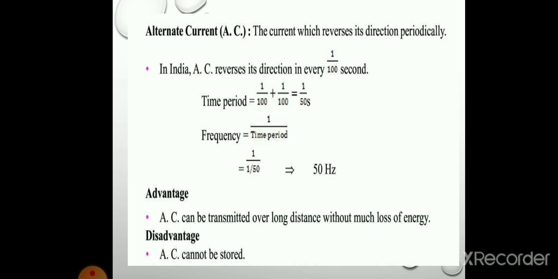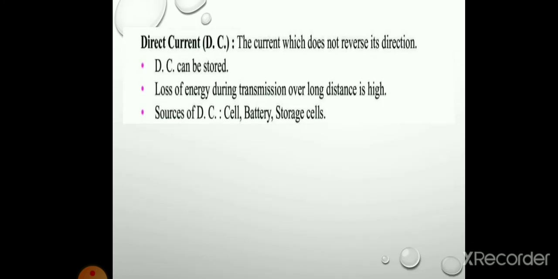So what is the advantage of alternating current? Alternating current can be transmitted over a long distance without much loss of energy. The disadvantage is that AC current cannot be stored. So what is direct current then? The current which does not reverse its direction, where its direction is along a single direction, is called direct current. Direct current can be stored, but there is more loss of energy during transmission over a long distance.